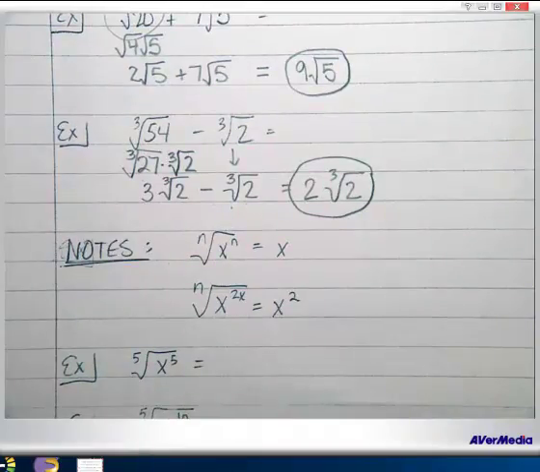Okay, any questions on that so far? That's just adding on to the number part that we did with the first part of the lesson.